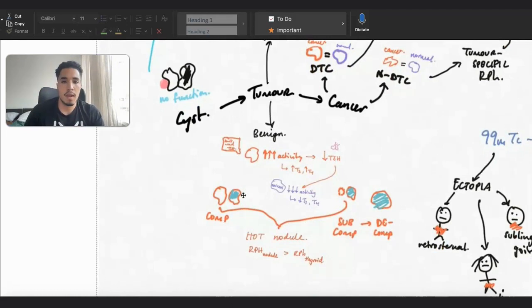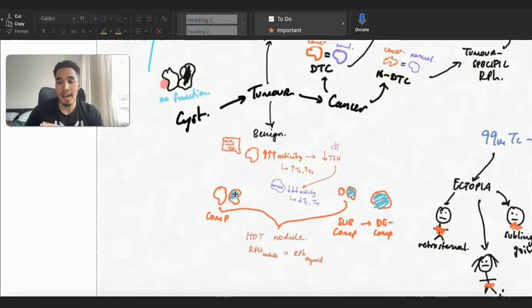So we have three types of hot nodules. We have compensated, subcompensated, and decompensated. So basically, in compensated, in certain tumors, this is where the damaged tissue is uptaking more of that radiopharmaceutical compared to the rest of the tissue. So you get traces of thyroid tissue hanging around. Subcompensated is an even more aggressive form of that, where the cancer is eating more and more of that radiopharmaceutical. Its activity and function is so high, so you get even less normal thyroid tissue around.